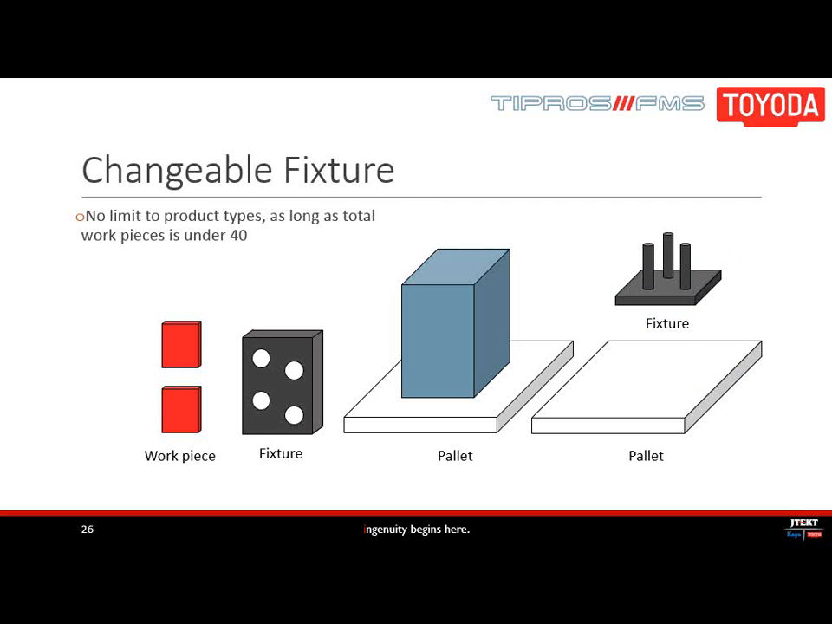Next, we have our type 7. This is the changeable fixture, which most of you reported that you do use. It supports up to 20 different fixtures and up to 40 workpieces of different part numbers. So it allows for an unlimited number of product types as long as the total number of workpieces is under 40.